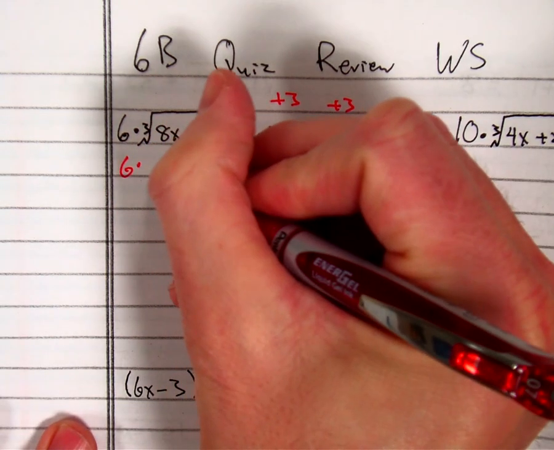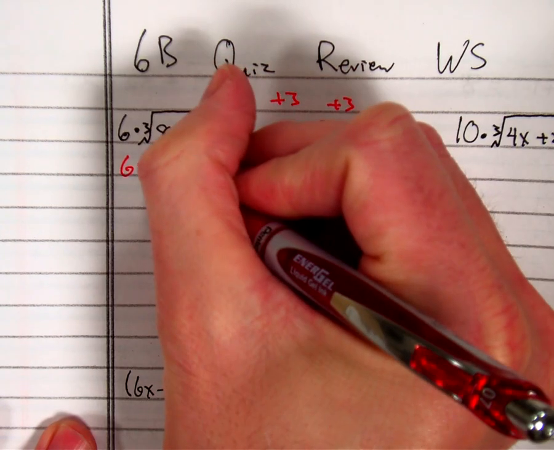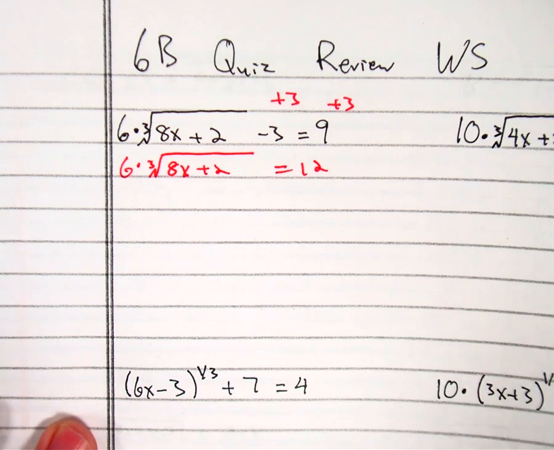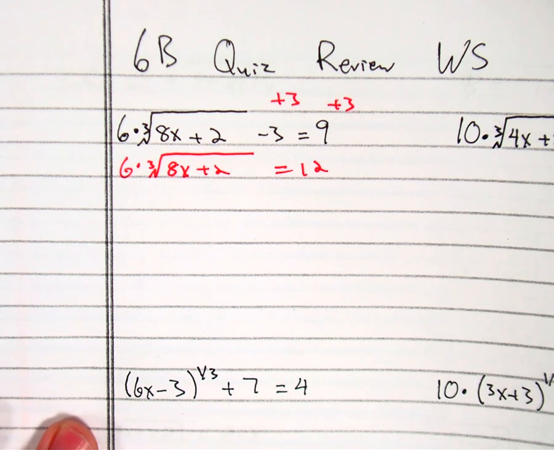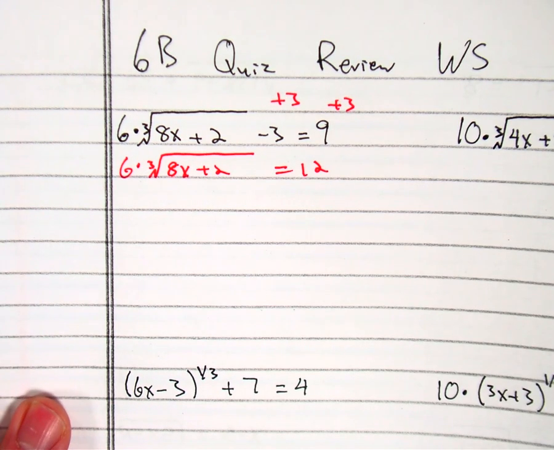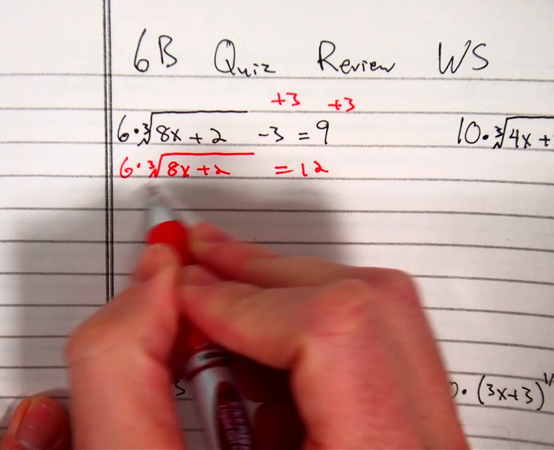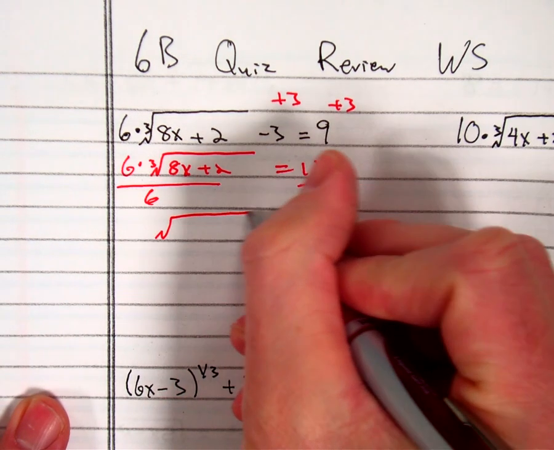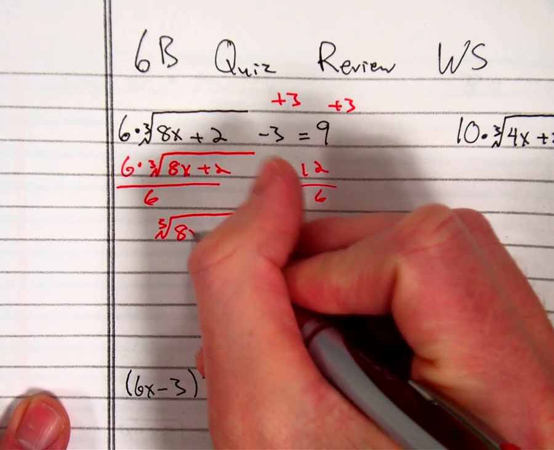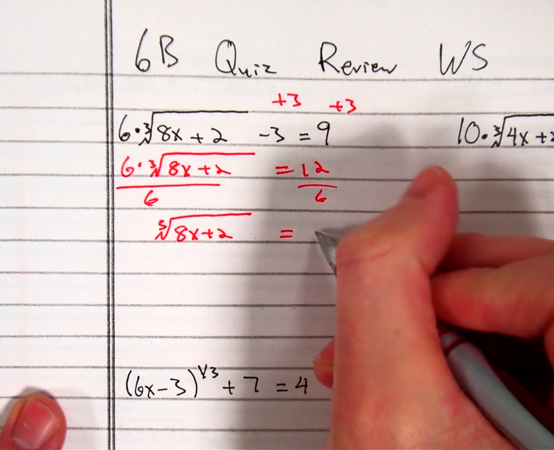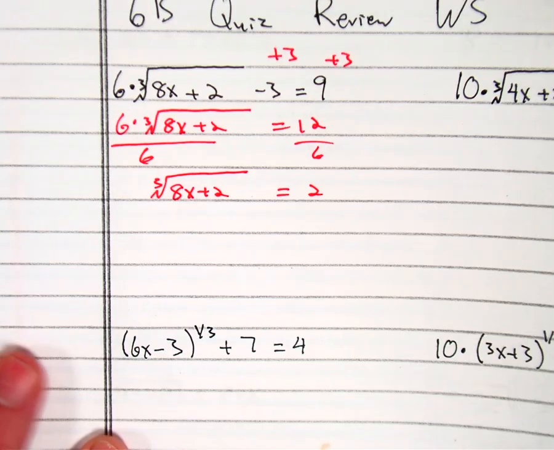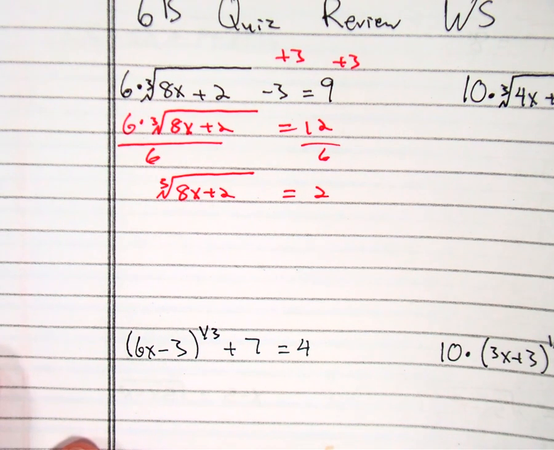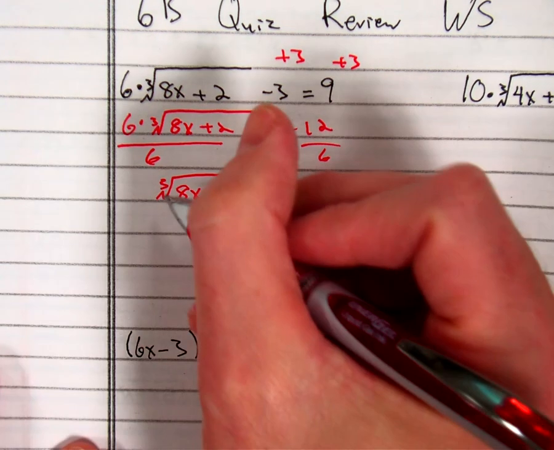6 times this cube root equals 12. Okay, 6 times, so we're going to divide by 6. Cube root equals 2. How do we undo a cube root? We're going to undo the cube root by doing a cube. We're going to cube both sides.